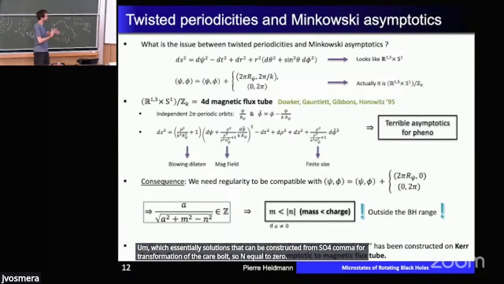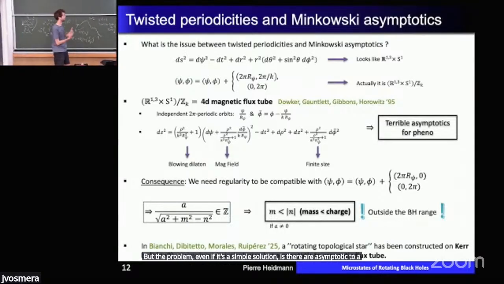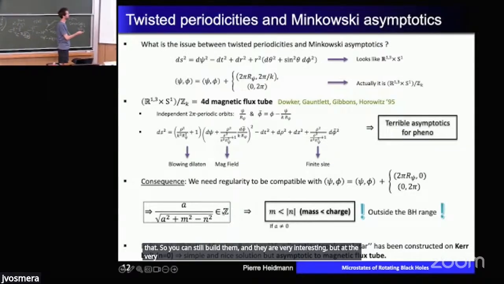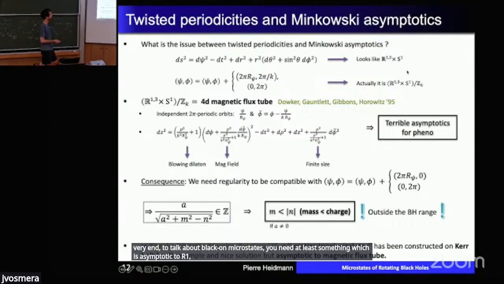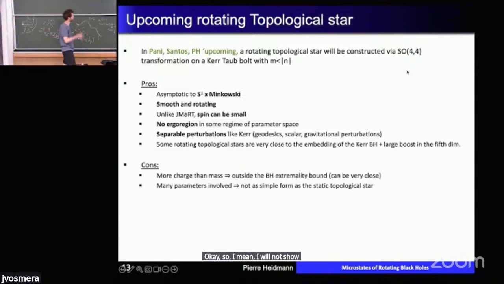But the problem, even if it's a simple solution, is they are asymptotic to a magnetic flux tube, so it will have certain pathologies compared to what you expect in our real world. But I'm sure Alejandro will talk about that. So you can still build them, and they are very interesting. But at the very end, to talk about black hole microstates, you need at least something which is asymptotic to R^{1,3} times S^1.